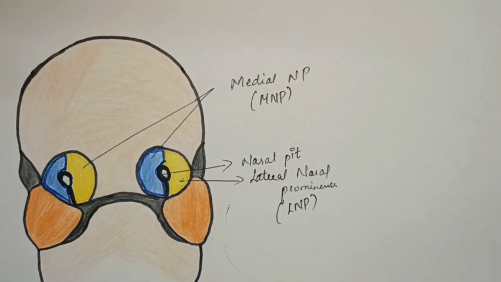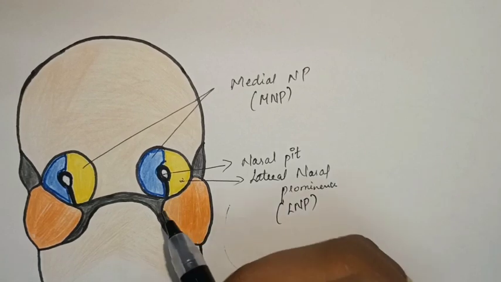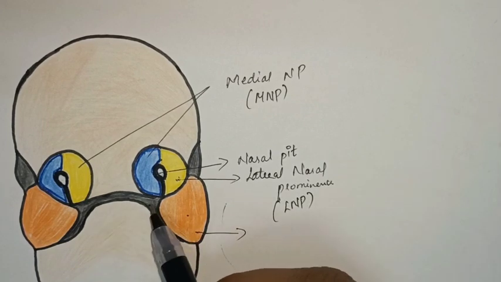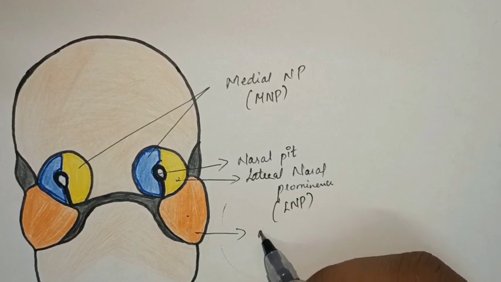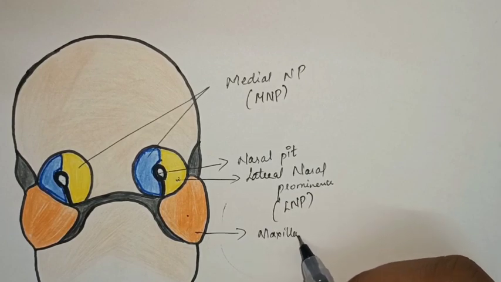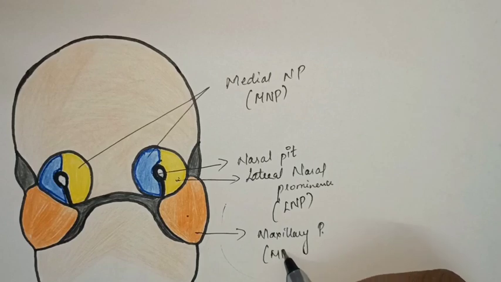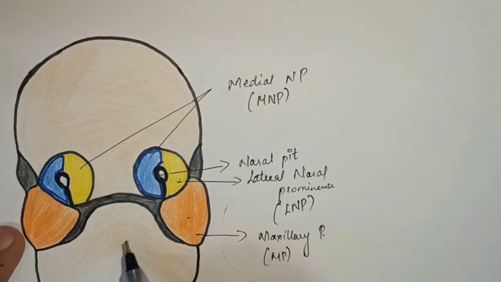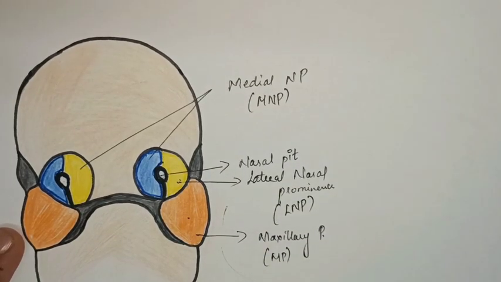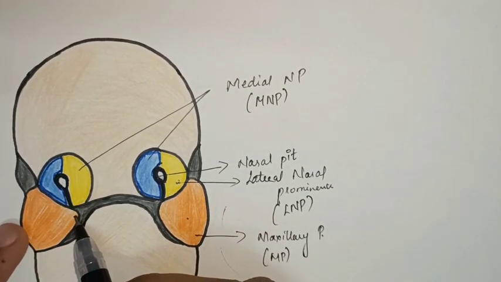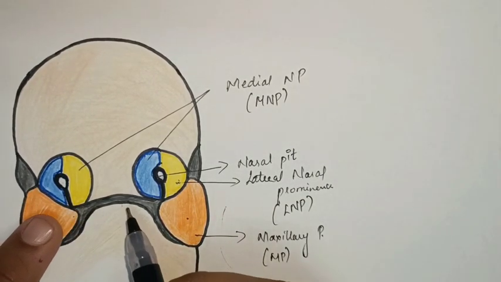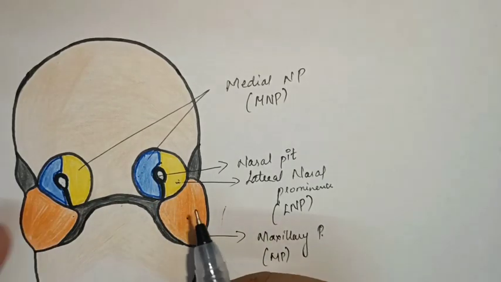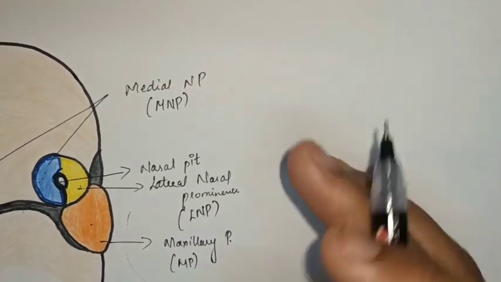So once the formation of the ridge occurs, this orange one is your maxillary prominence. At first itself I told you, the process that is lateral to your stomodeum is your maxillary prominence. See, here I am denoting it as MP. This maxillary prominence will increase in size towards the midline and causes the compression of the medial nasal prominence towards the midline, because of the increase in size of the maxillary prominence.